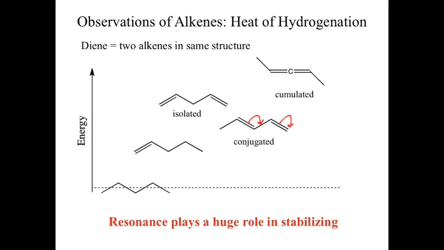Resonance is massively important to stabilization. You'll see lots of questions based on both heat of hydrogenation and resonance, and you'll also see resonance pop up as far as reactivity goes, and as far as acids and bases go. So you really do need a lot of practice with resonance. Lessons on this slide: resonance is important, conjugated is lower in energy than isolated, and cumulated is the highest in energy when we're looking at our dienes.